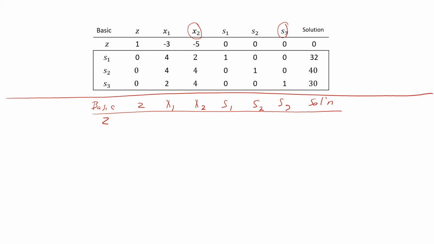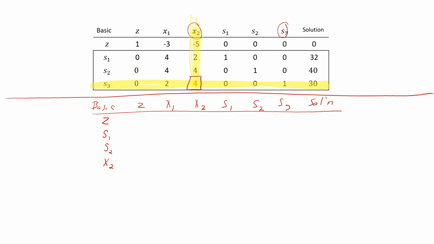So this becomes Z, S1, S2, X2. We replace it. This is our pivot row. This is our pivot column. So our pivot element is 4.